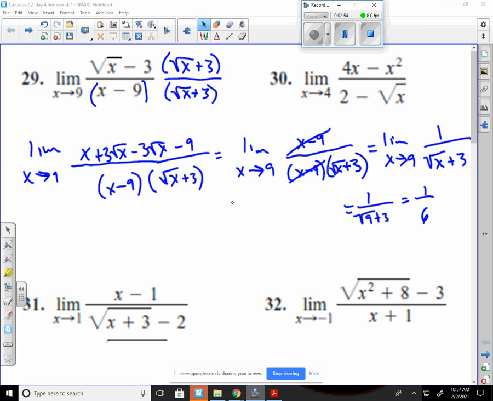The crucial error I made here was trying to multiply the bottom out. If I'm trying to cancel this x minus 9 out, definitely don't multiply it out, or you're going to end up right back where you started, which is what I kept doing.